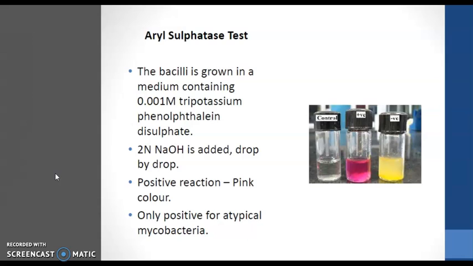The next test is the arylsulfatase test. This test is positive only with the atypical mycobacteria. The bacilli are grown in a medium containing 0.001 molar tripotassium phenolphthalein disulfate, and 2 normal NaOH is added drop by drop to the culture. A pink color indicates a positive reaction.